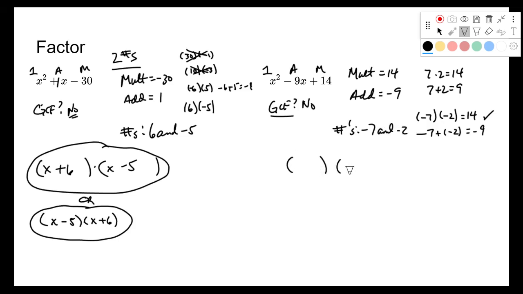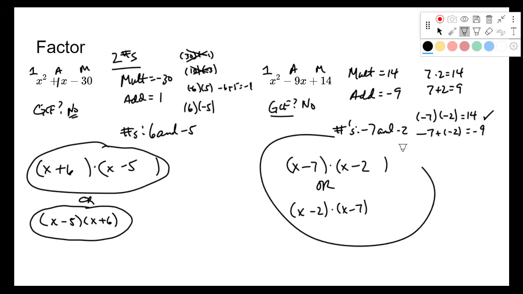So now this will factor. 2 sets of parentheses, multiplication in the middle. Split the x squared up into x and x. The 2 numbers have to multiply to be 14, so that's going to be a negative 7 there, a negative 2 there. Or you could switch it around, do x minus 2 times x minus 7. Either one of these is acceptable. Okay, there's your answer for that.